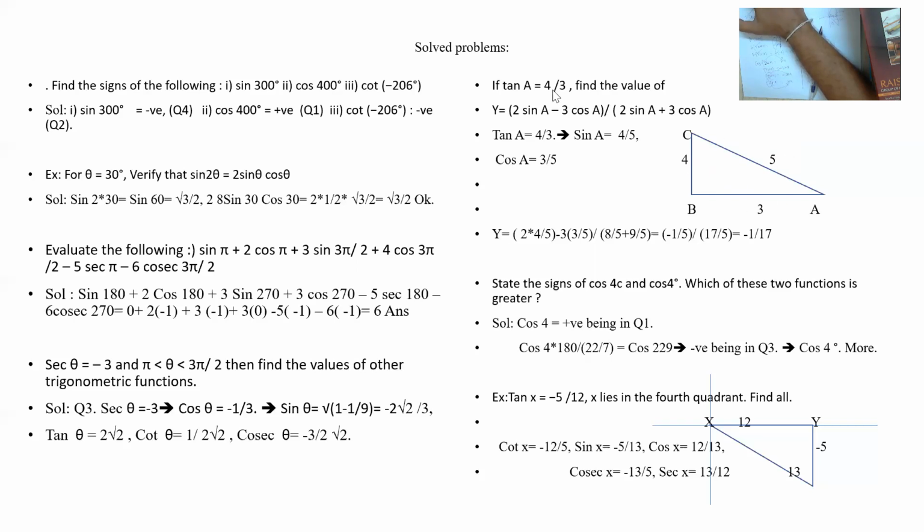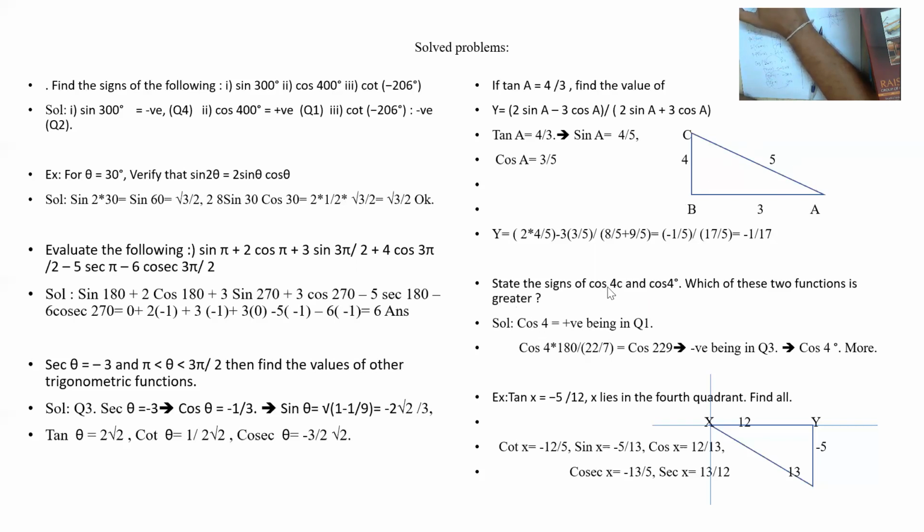So whenever such a figure is given, you should immediately use it, instead of calculating 1 minus 4 square by 3 square, not like that, simply. So 2 into sin A, sin A is 4 by 5, minus 3 cos A, cos A is 3 by 5, by 2 into sin A plus 3 cos A. That is, tan A is 4 by 3, sin A is 4 by 5. We have put sin A 4 by 5, 3 cos A by 2 sin A plus 3 cos A. I got minus 1 by 70. So instead of calculating, I should simply use the drawing.